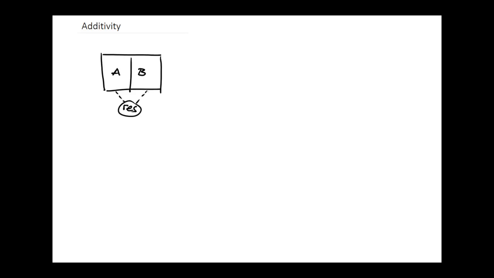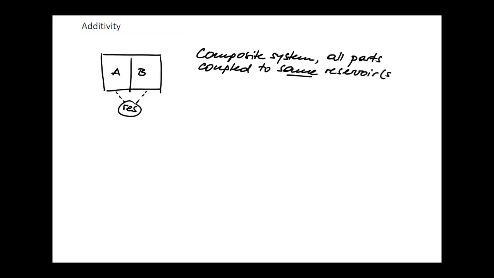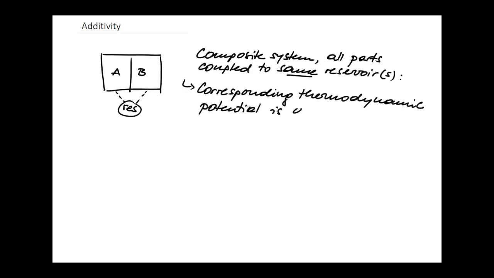Now, regarding that suitable potential, the thermodynamic potential for the entire system, for the composite system of A and B together, is just the sum of the thermodynamic potentials of A and B separately. So in words, when we have a composite system and all parts, maybe even more than two, are coupled to the same reservoir, or reservoirs, if you control, say, temperature and pressure, then the corresponding thermodynamic potential is additive.